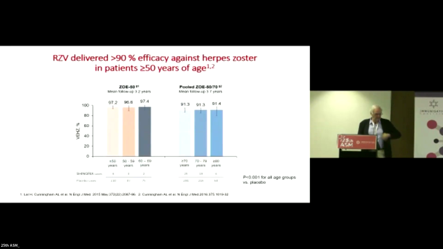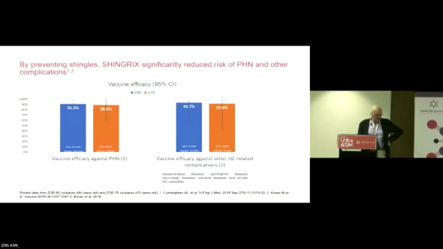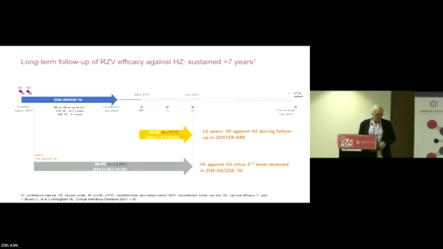And to our surprise, initially, in people over the age of 50, there was 97% efficacy over a period of 3.2 years, and in people over the age of 70, even in those over the age of 80, it was still 91%, and that persisted over 3.7 years. The complications, post-herpetic neuralgia and other complications, 90% efficacy. Essentially, the effects on the complications were in preventing herpes zoster itself. Unlike Zostavax, although the vaccine did reduce pain in the acute stages.